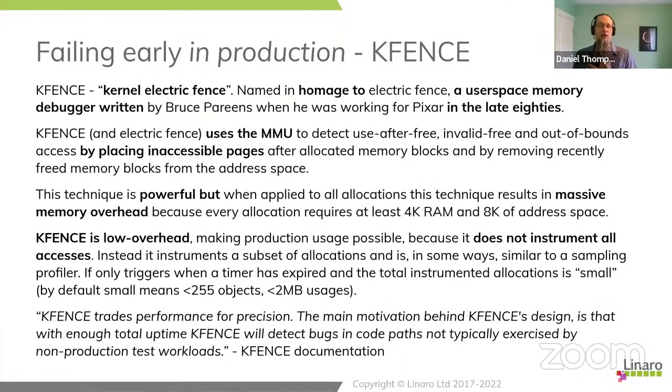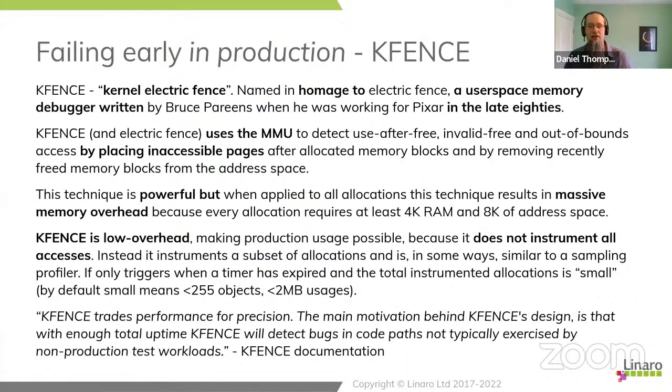Finally, I want to talk about kernel kfence, which is perhaps interesting because it is designed to be turned on in production, unlike most of the others we've looked at. So it's kernel electric fence. The name is a homage to a user space memory debugger from the 80s. And like other MMU technologies, it's going to try and use the MMU to detect use after free and out of bounds accesses by placing guard pages after valid allocations. So it's powerful, but when you apply it to all memory allocations, think valgrind or kernel address-based sanitizer, it has a massive overhead that we can't afford to pay.